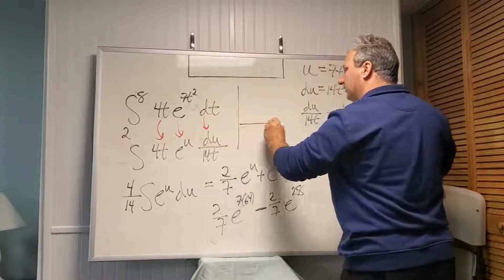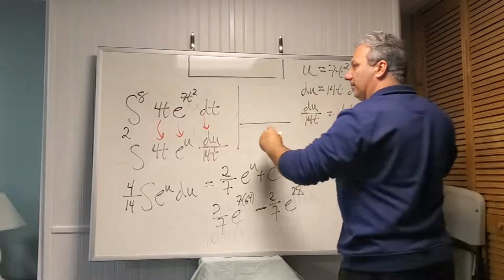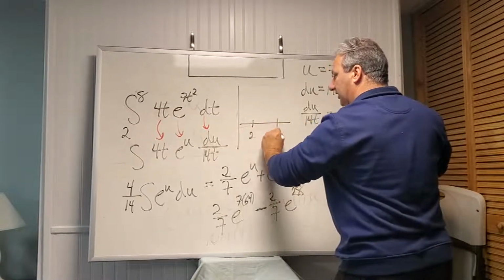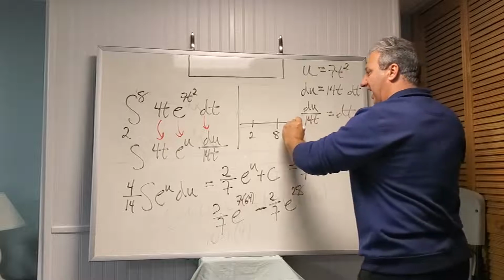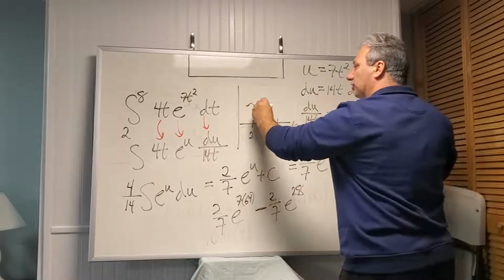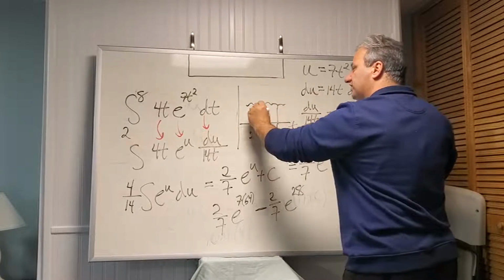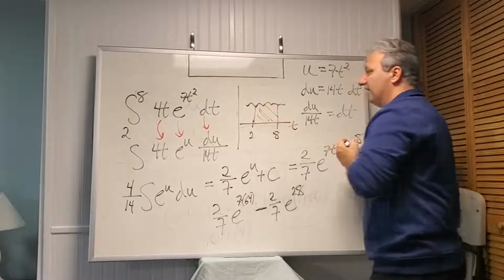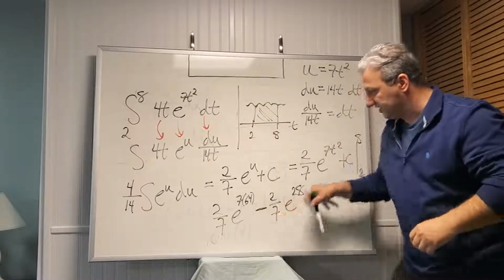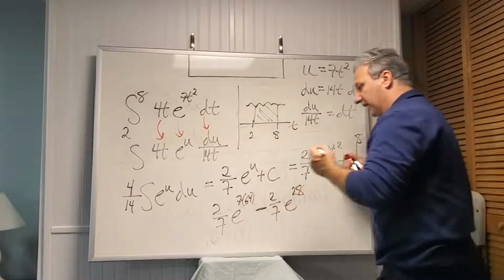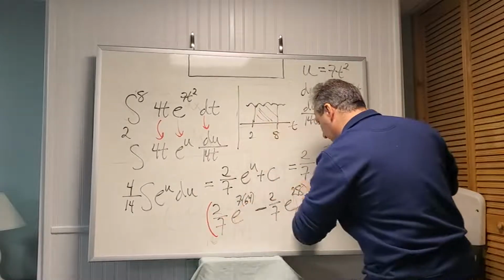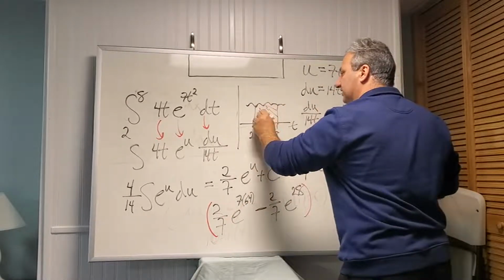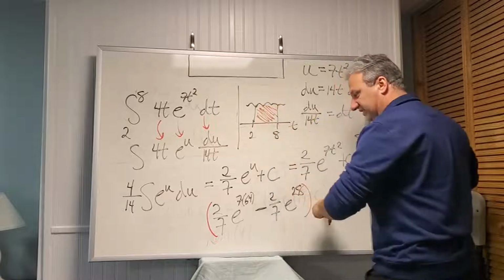In my region, I thought I could draw a box, but limited board space. What I have is my 2 and 8. I have the axis, and I have this curve sitting up here. What I've just found is the area here. The area there is this number. That's very important. This area is that number.